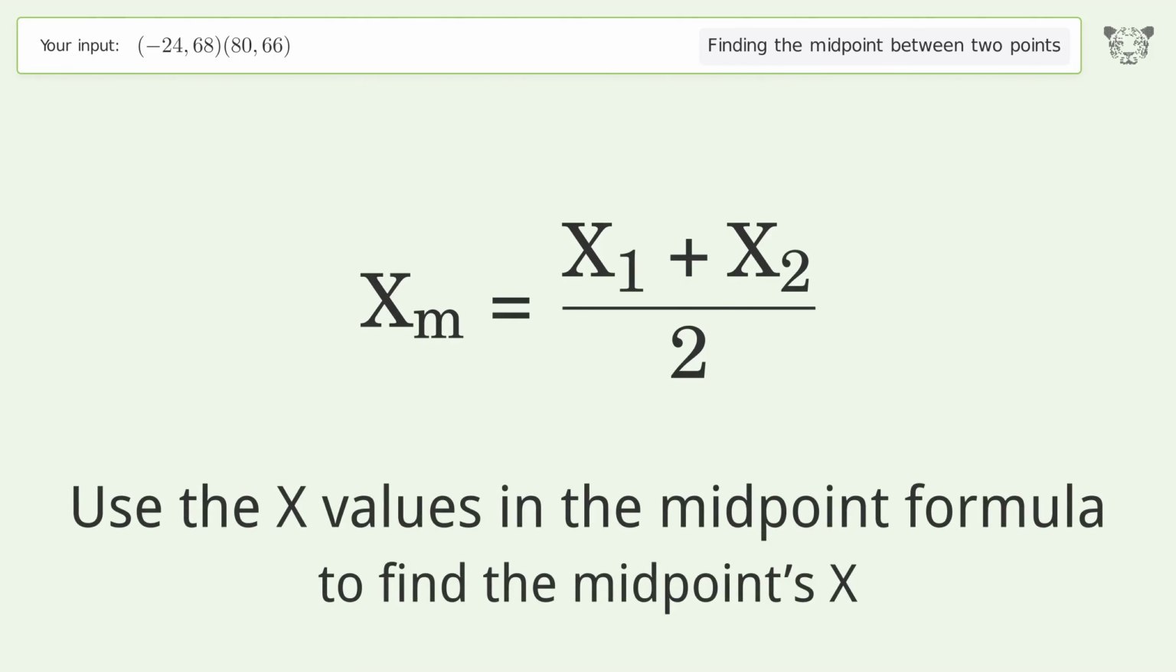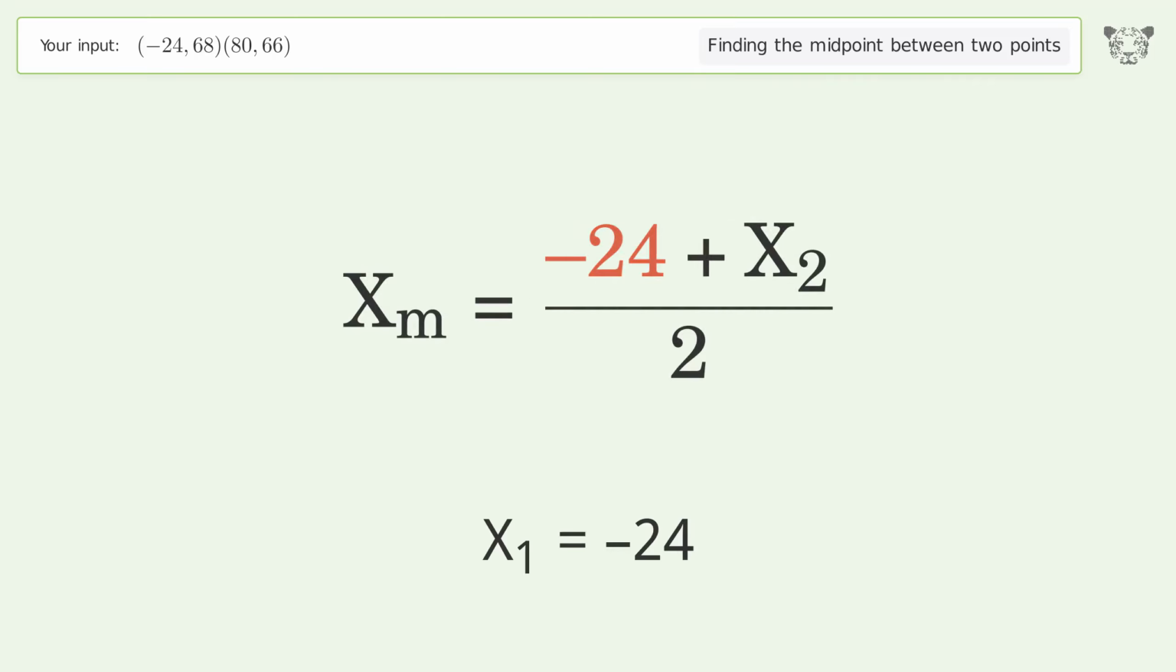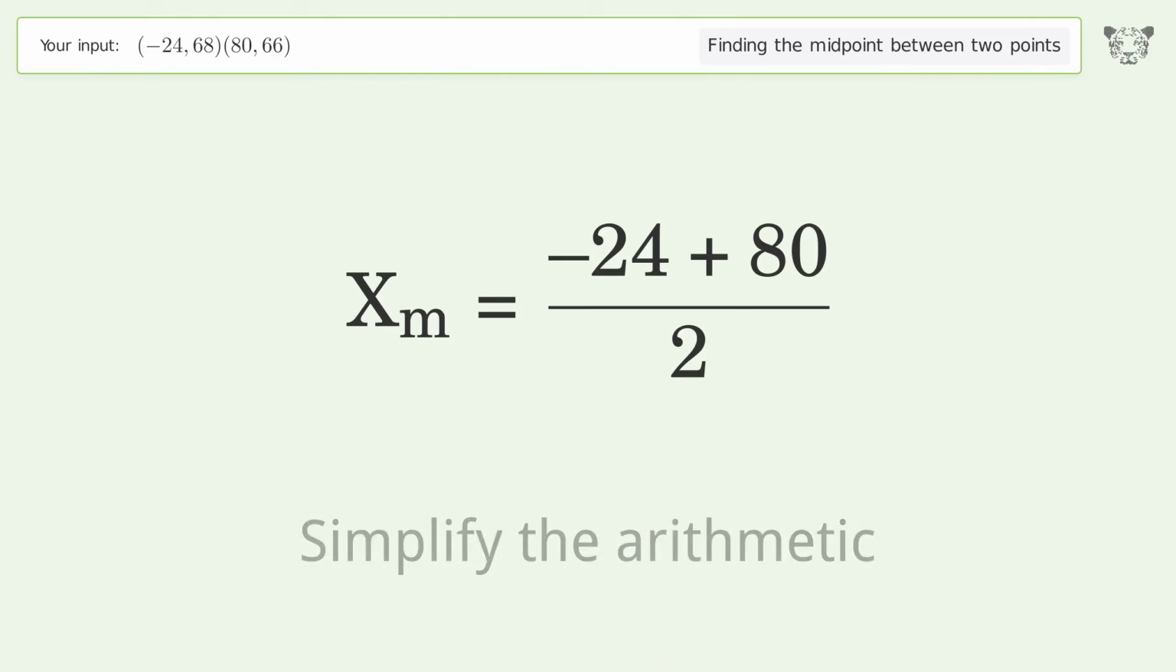Use the x values in the midpoint formula to find the midpoints x. x1 equals -24. x2 equals 80. Simplify the arithmetic.